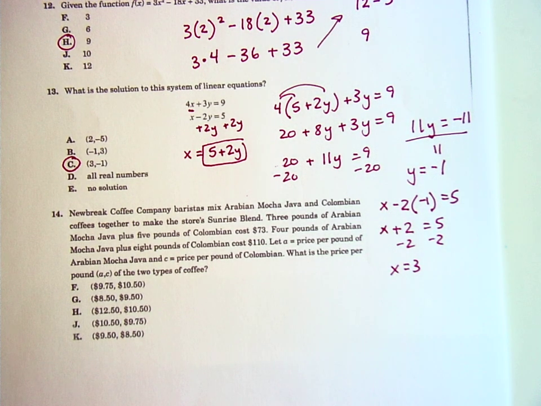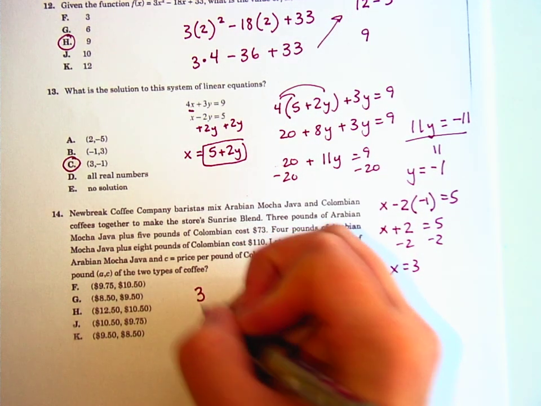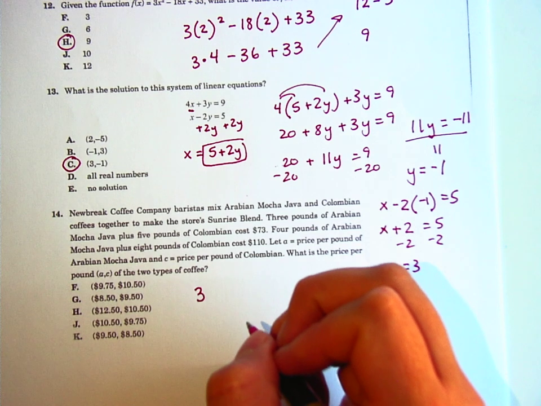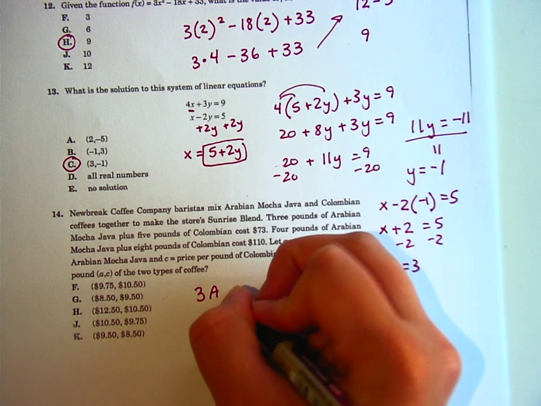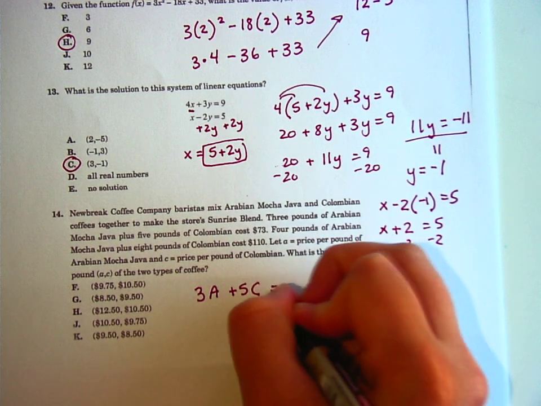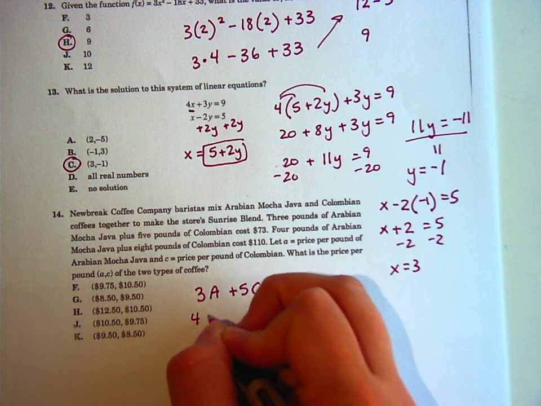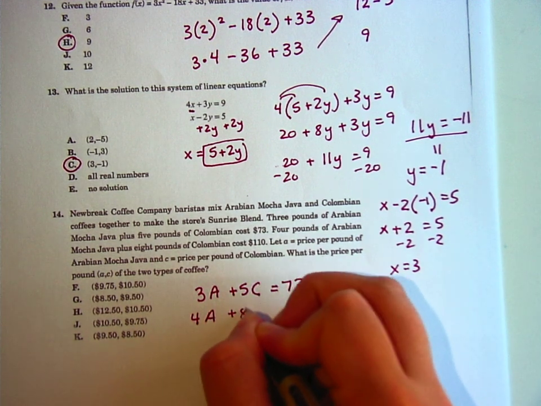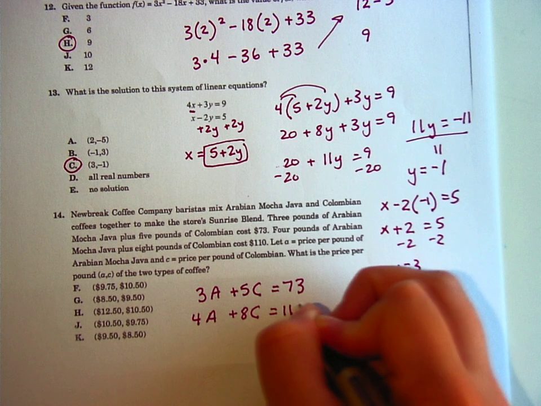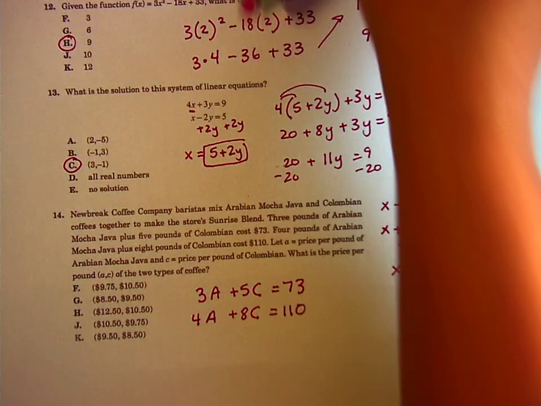Okay, so let's see. It says that they're mixing coffees together to make a blend. So if you take 3 pounds of Arabian coffee and you add it to 5 pounds of Colombian, then it costs $73. But also if you take 4 pounds of Arabian and you add 8 pounds of Colombian to it, you get $110. So the question is, how much does each one cost? Again, this is a system of equations.